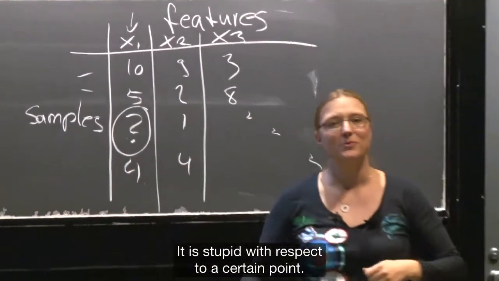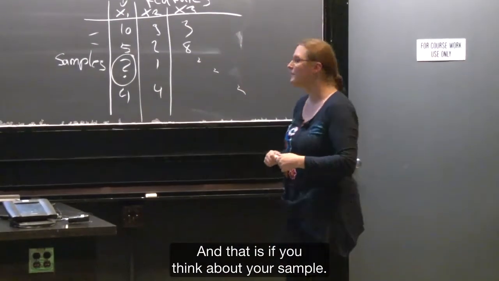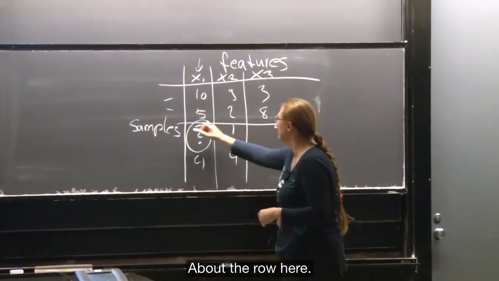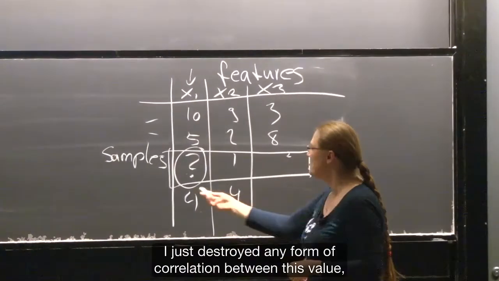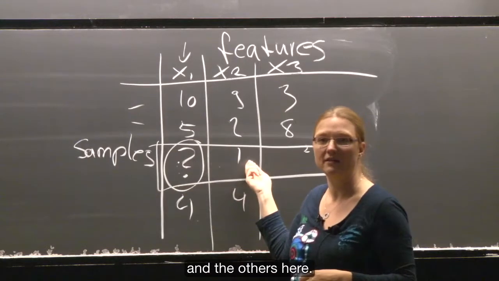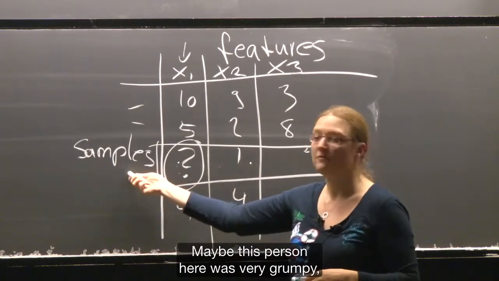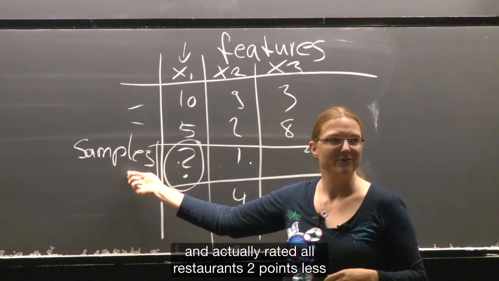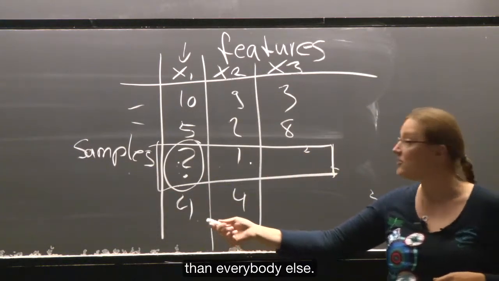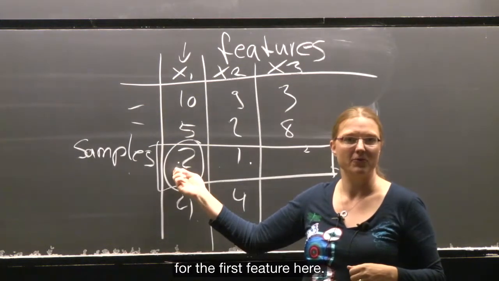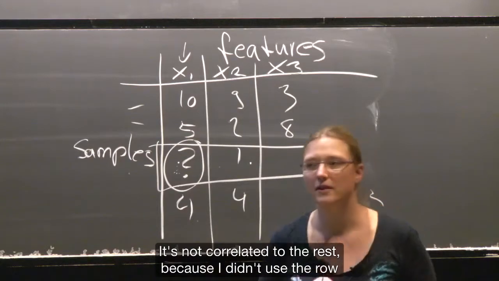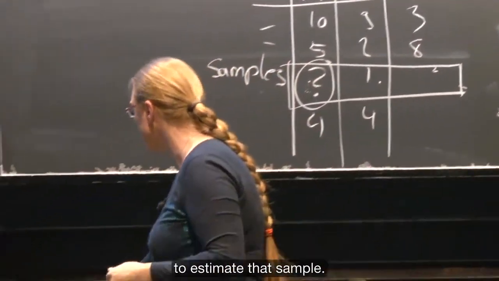It is stupid with respect to a certain point, and that is, if you think about your sample, the row here, I just destroyed any form of correlation between this value and the others here. Maybe this person was very grumpy and actually rated all restaurants 2 points less than everybody else. I just destroyed that information for the first feature here. It's not correlated to the rest because I didn't use the row to estimate that sample.